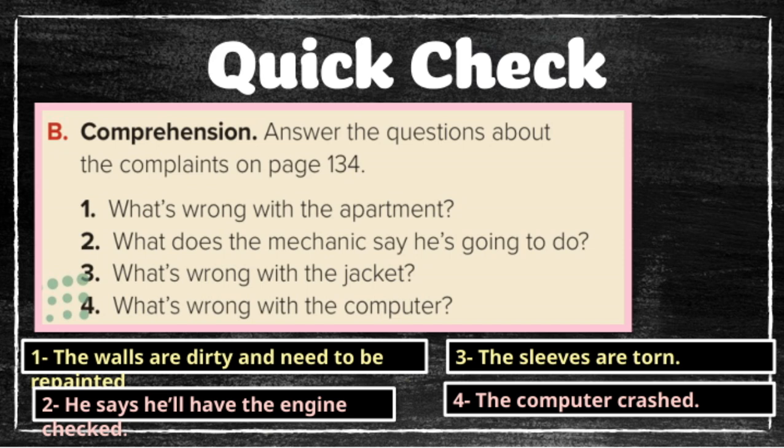Moving on, he says he'll have the engine checked. This highlights the importance of regular maintenance to avoid bigger problems down the line. Lastly, the walls are dirty and need to be repainted. Keeping our environment clean and well-maintained not only improves appearance, but also supports a healthier workspace. These points all connect to the broader theme of proactive maintenance and attention to detail in our work environment.